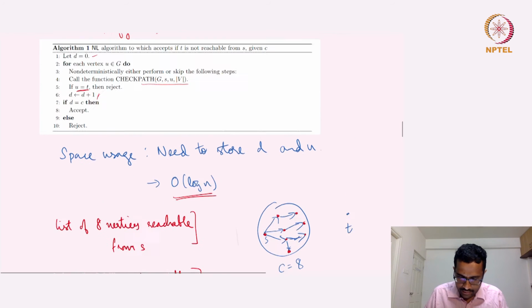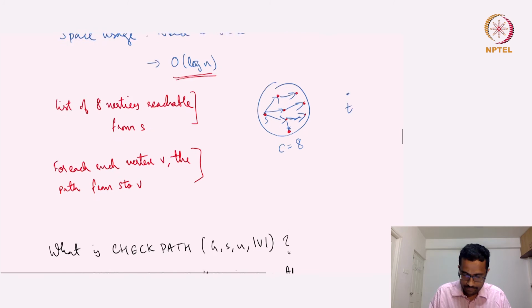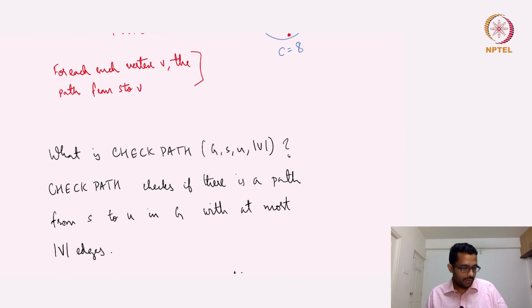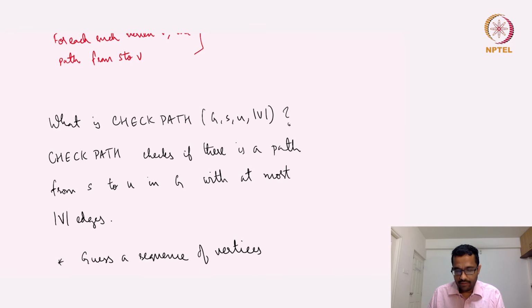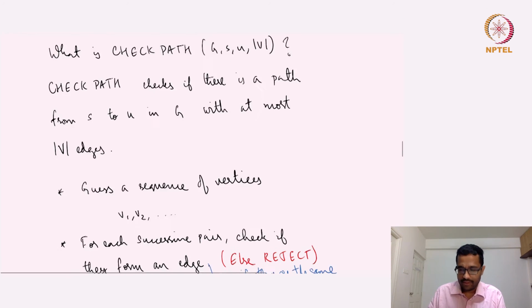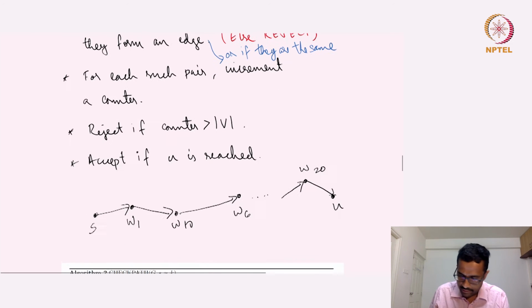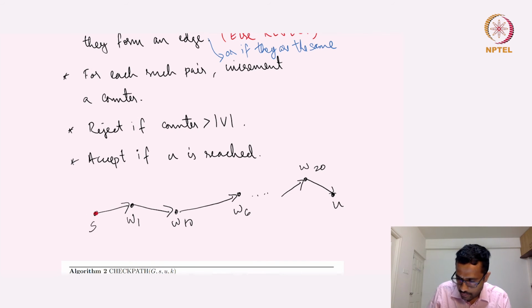Now what remains is to see the function checkPath. How do we check that there is a path from S to U in V steps? So checkPath checks if there is a path from S to U in the graph G with at most V edges. Again, I have already kind of explained what it does, but this is a very simple subroutine. There are not many high level ideas here. All we do is something like this. So suppose S is this and U is this.